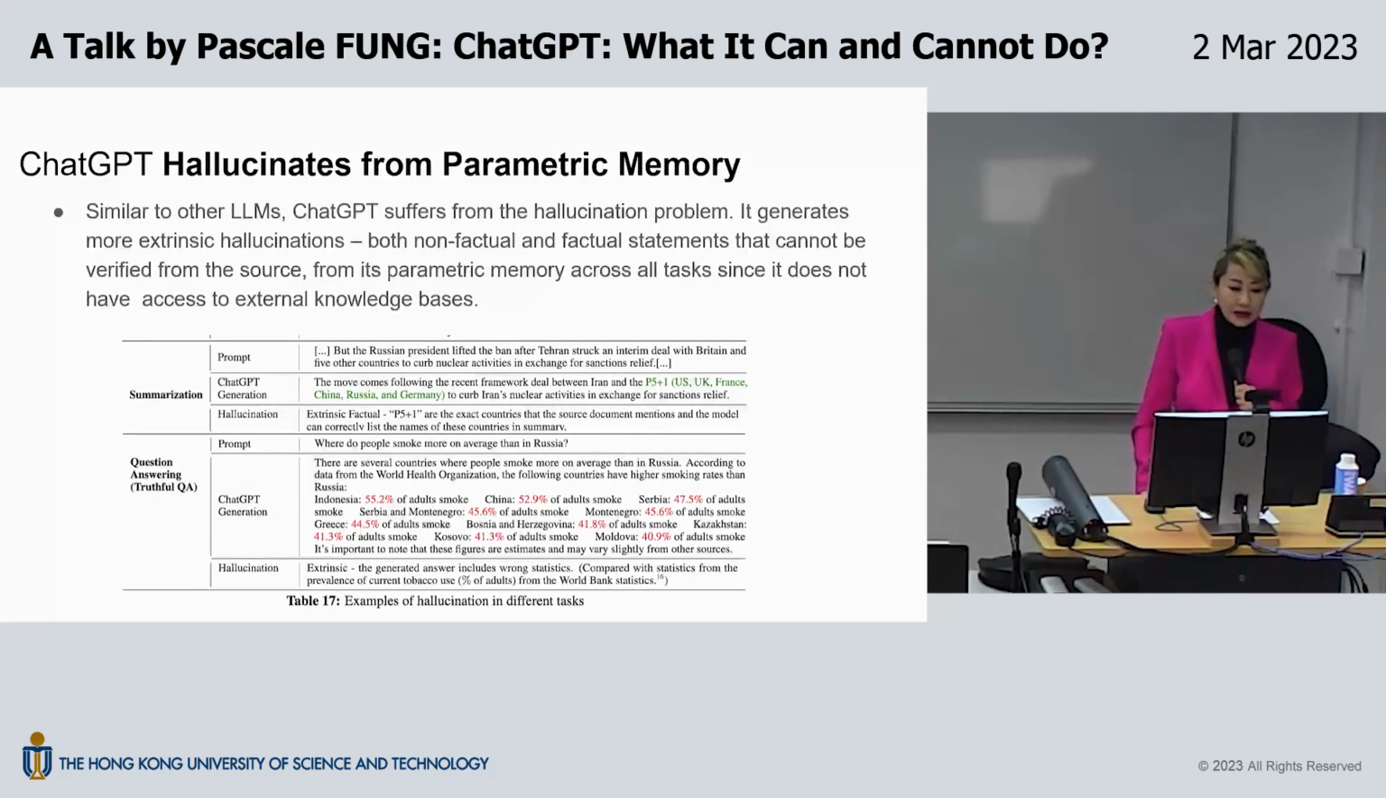We saw that it hallucinates from parametric memory. So these are some more examples: summarization. It's being super eager, super helpful. It gives you something that's not in the original text. Here, question answering. It gives you all these percentages that are not in the original text. It learned from somewhere else. All right?